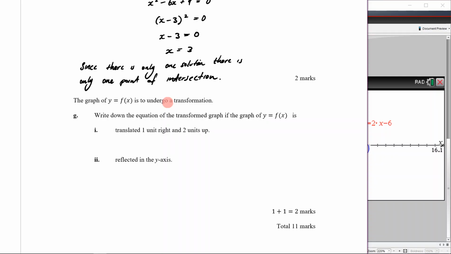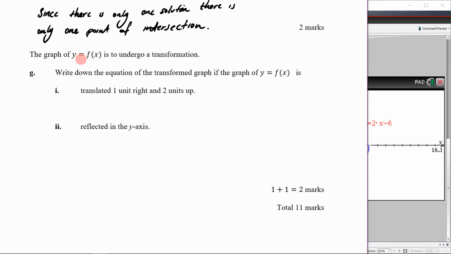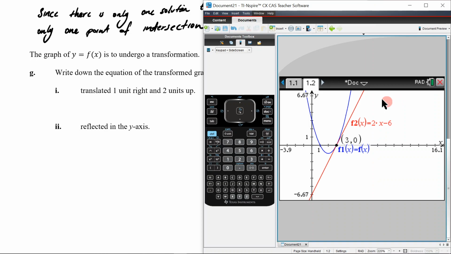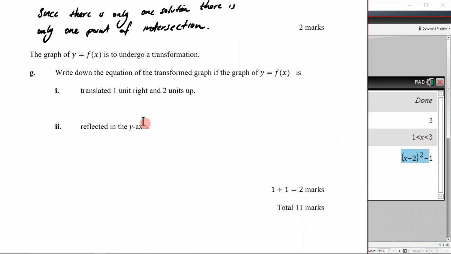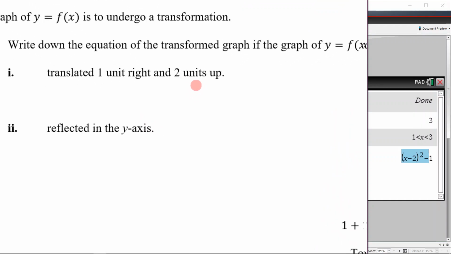Okay, next. The graph of y equals f of x is to undergo a transformation. Write down the equation of the transformed graph if the graph of y equals f of x is translated 1 unit right and 2 units up. So 1 unit right and 2 units up. So what we're going to do here is utilize our turning point form. So this one right here, let's just write that down. That's the one we're going to use instead of our other form, because it's easier to deal with.